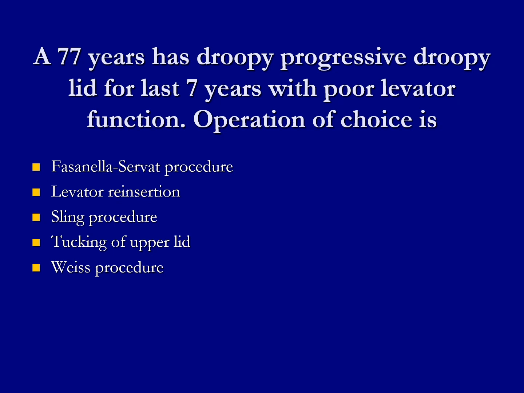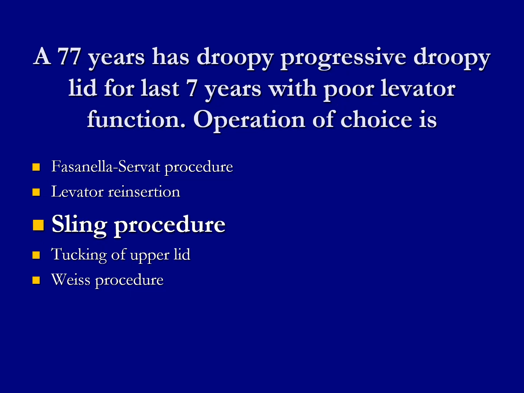Same stem, 77-year-old has a progressive droopy lid for 7 years with poor levator function. Fasanella-Servat is not the answer. Levator resection is for involutional ptosis. Sling operation, which is also called brow suspension, would be the answer, as these two are not done for ptosis. So the answer is sling procedure.